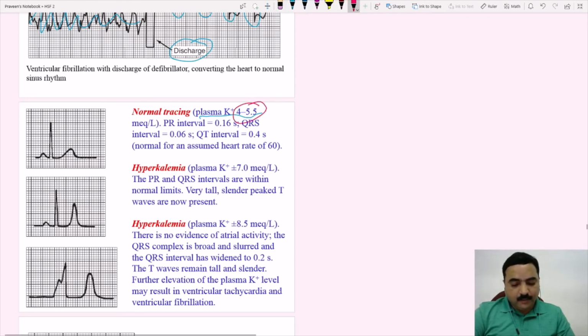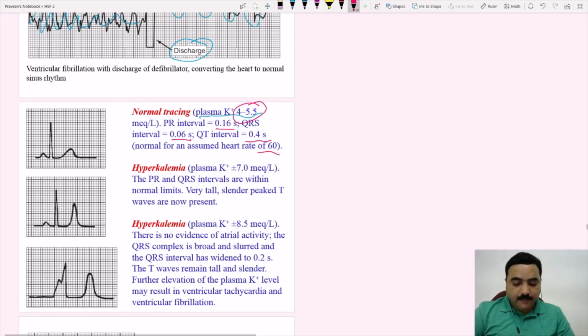Okay, so now what happens? The normal PR interval is 0.16, QRS is 0.06 seconds, and the QT interval is 0.4 seconds. The normal assumed heart rate is somewhere around 60. So these are the normal values, and this is what you have observed in this normal tracing.